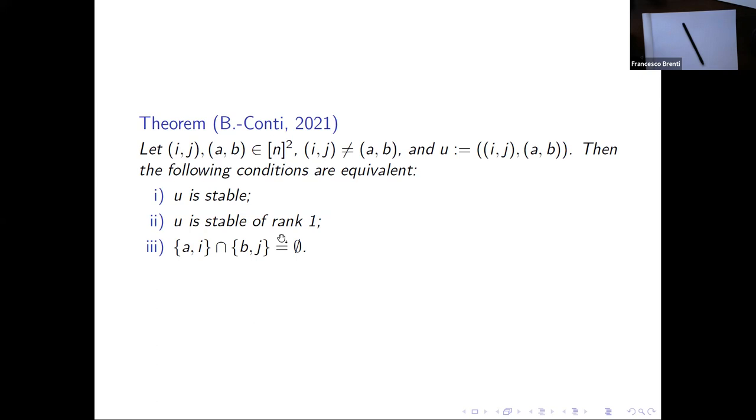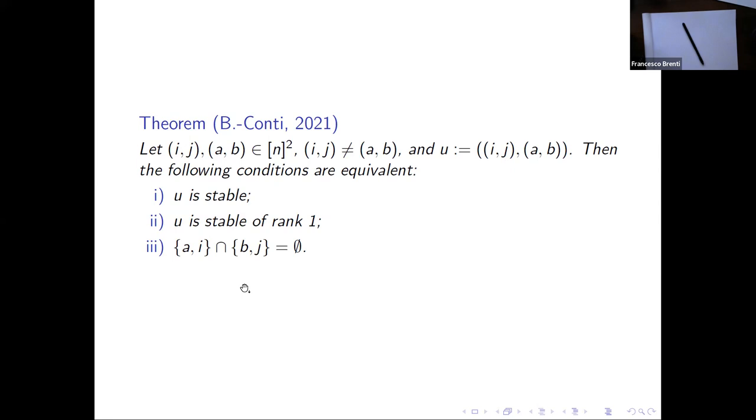And so, of course, the simplest permutation that you can think of is a transposition. So I'm going to look at the square, dimension two, discrete square of sides n. I take two points in this square, ij and ab, and I take the simple transposition that switches these two. And then one can show that the following conditions are equivalent. One is that U is stable. One is that U is stable of rank one. And the other one is that AI is disjoint from BJ.